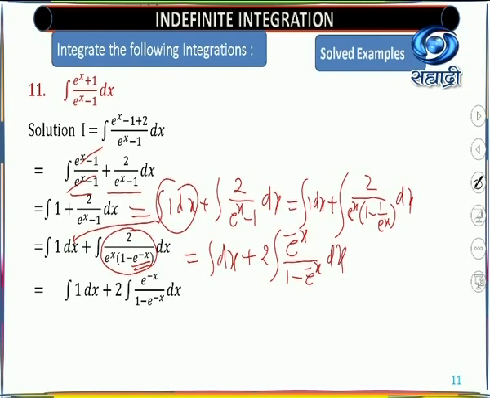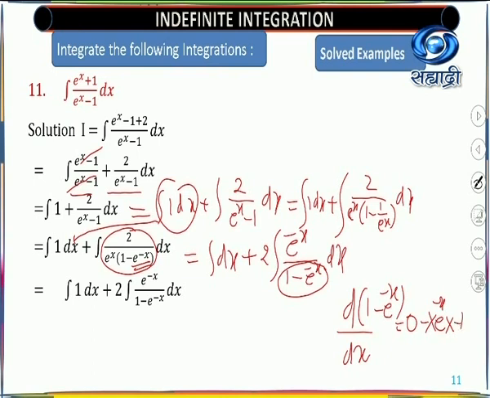Now you are able to say that its derivative is the numerator. Why? We'll find out. What is the derivative of 1 minus e raised to minus x? Look here. Derivative of 1 is 0. Minus as it is. You know that derivative of e is e, but what will be the derivative of minus x? That is minus 1. So minus minus plus, 0 added in, everything is the same. So you will get e raised to minus x.